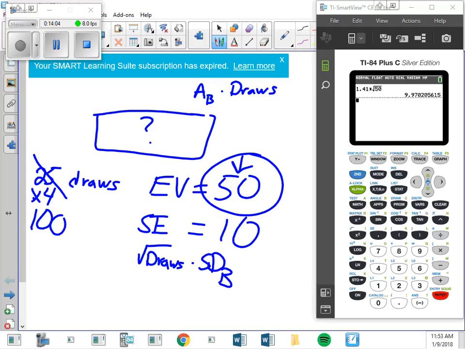Okay. What about the standard error? Square root the increase, right? You times your draws by 4, and the square root of 4 is 2, so the standard error will double. So the answer will be 20. So it's 220.